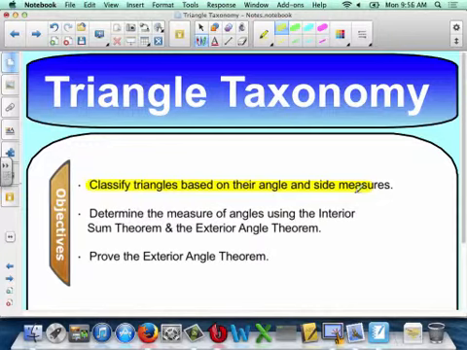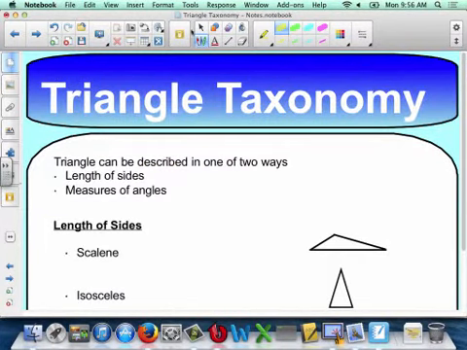And then the big two things we're going to be talking about, the next big thing, is the interior sum theorem and the exterior angle theorem. And yes, Brandon, we will be doing a proof. This will be on the unit test, and that is to prove the exterior angle theorem. It's 4 lines, so I think you guys might be able to handle that. So that's our objectives for today. Let's go ahead and jump right into this.